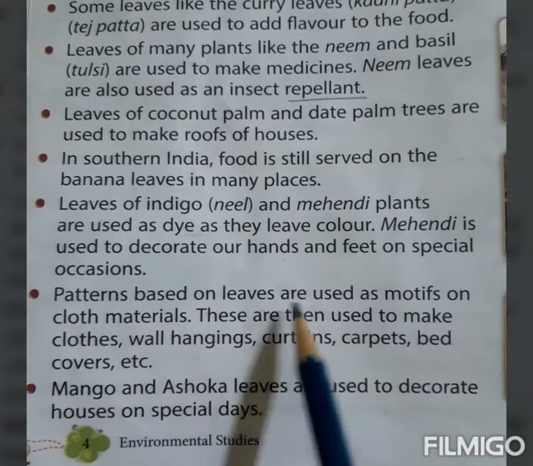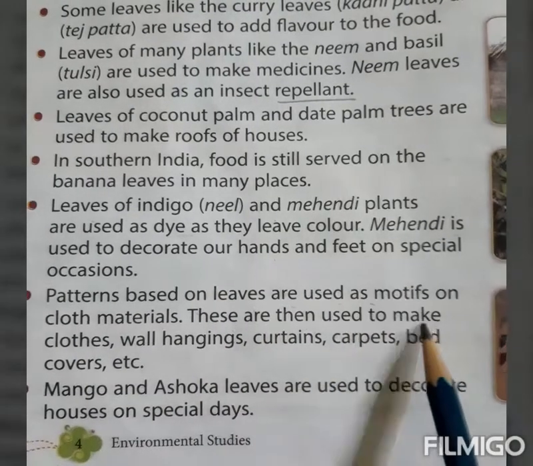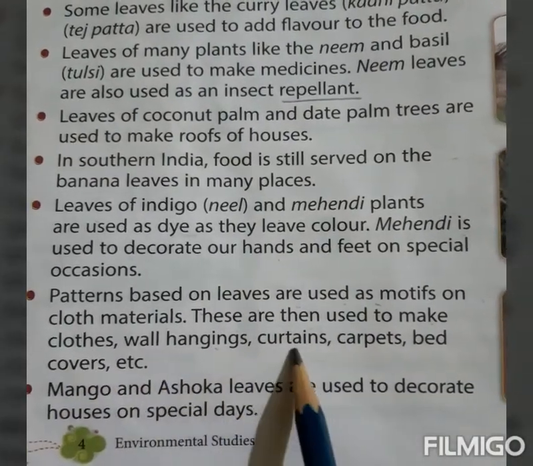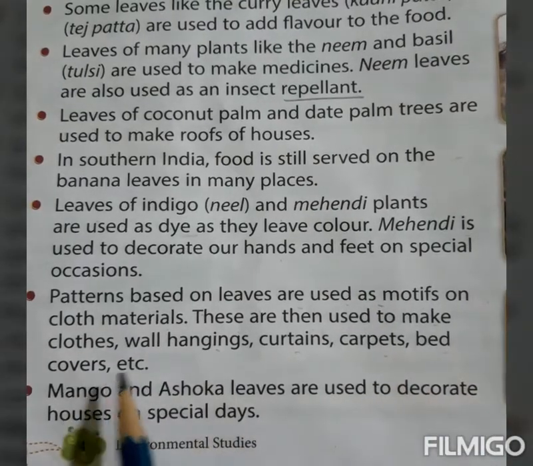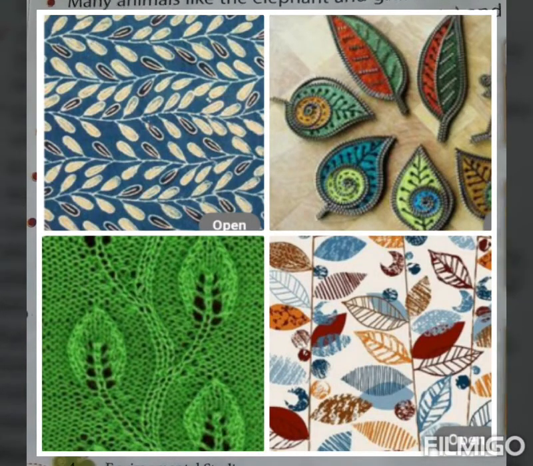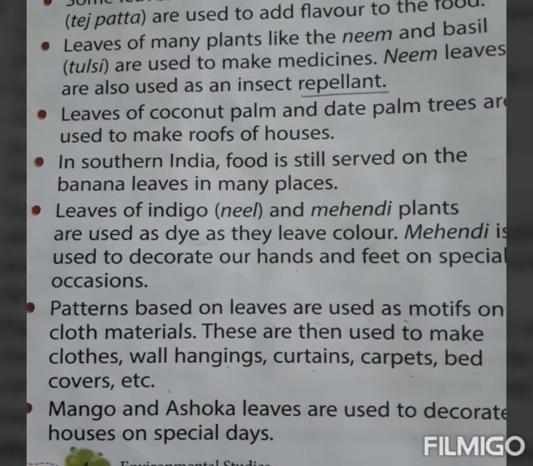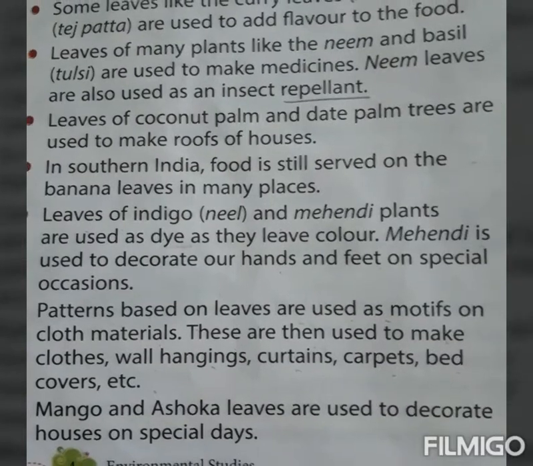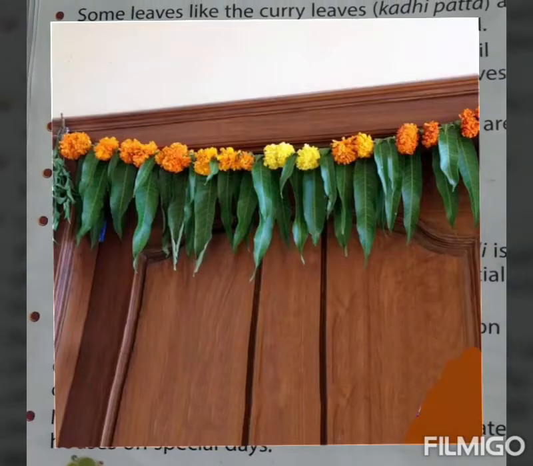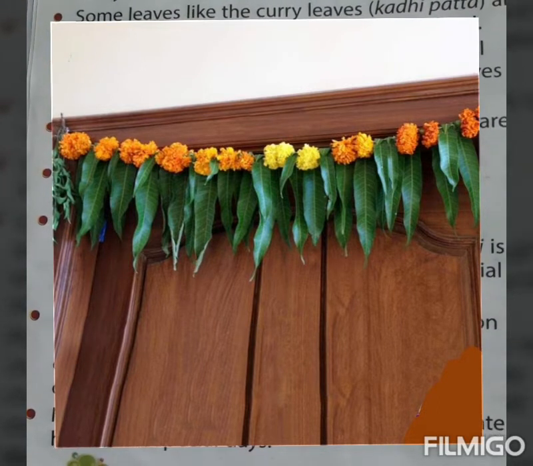Patterns based on leaves are used as motifs on cloth materials. These are then used to make clothes, wall hangings, curtains, carpets, bed covers, etc. Some leaves have beautiful patterns. People also draw images and designs consisting of these patterns on different items. Mango and ashoka leaves are used to decorate houses on special days. You all have often seen that people decorate their houses with leaves on special occasions.